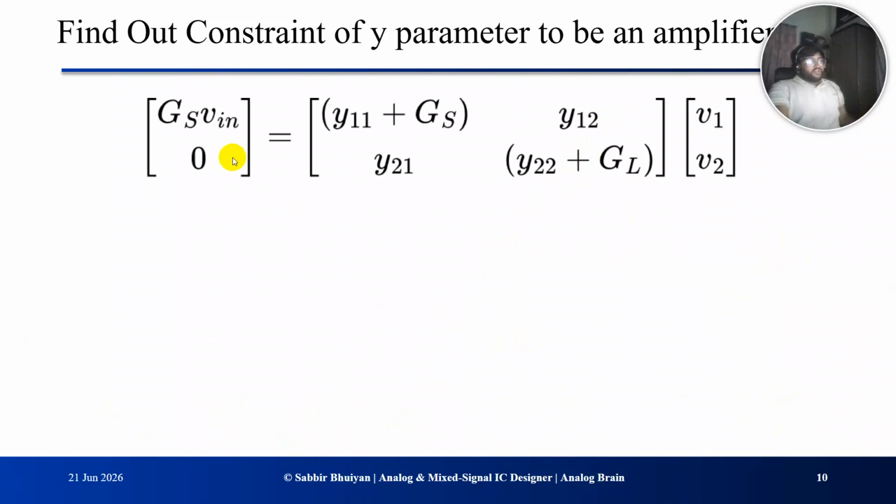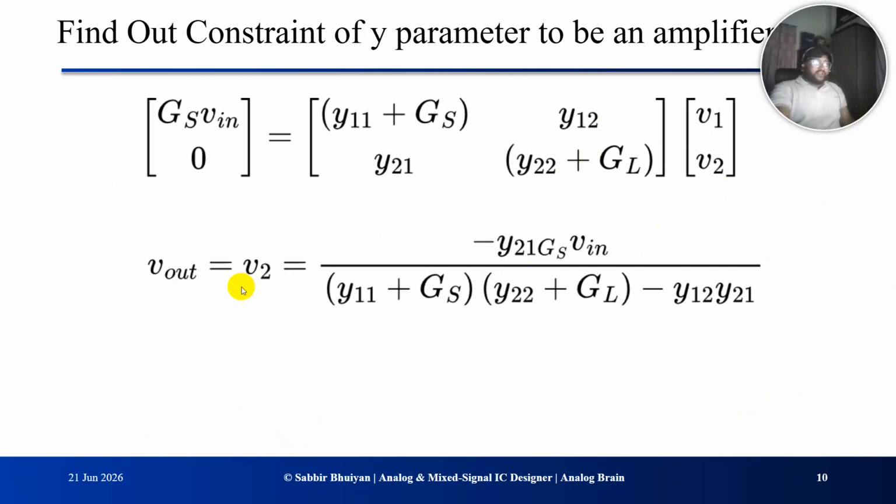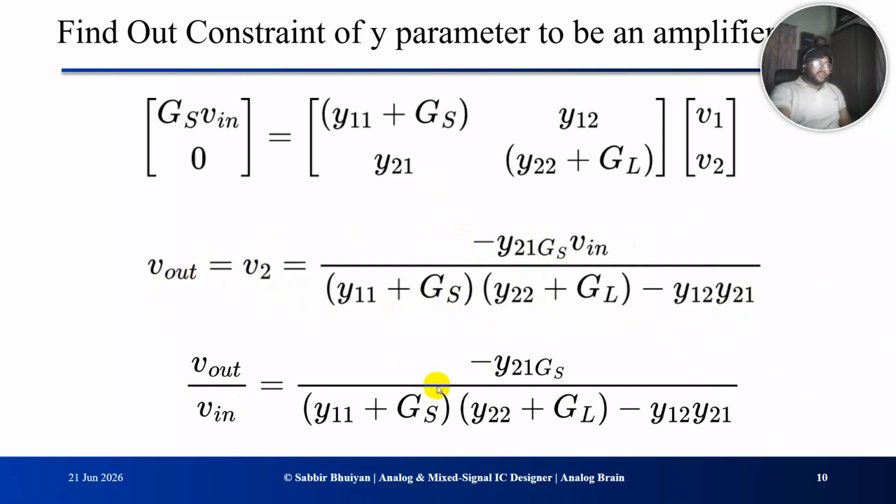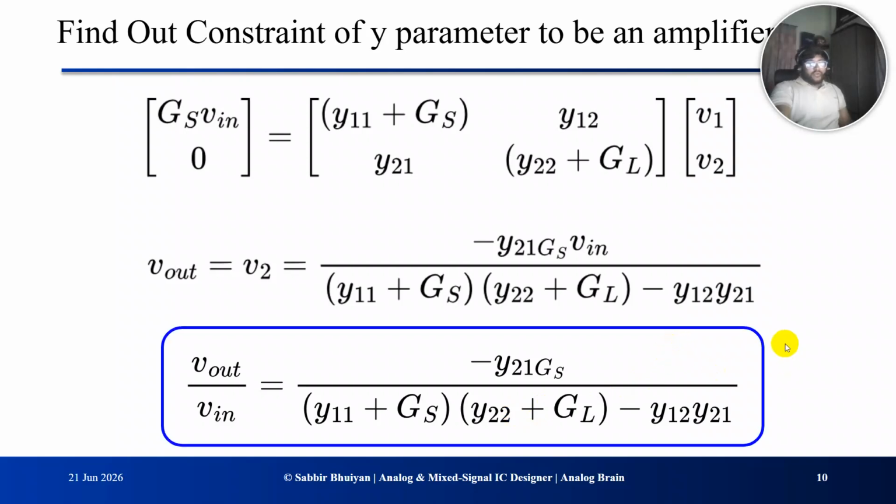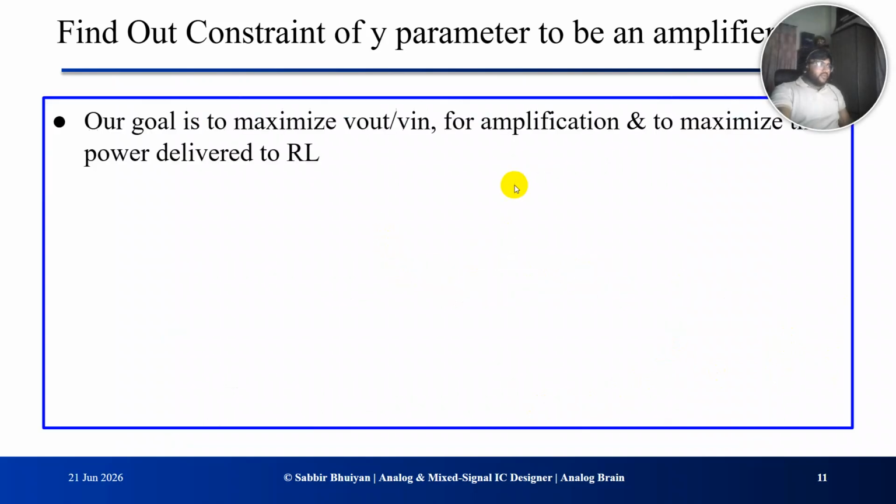Now this is the matrix. We'll apply Cramer's rule and find out the V2. So you all know Cramer's rule. And V2 is V out. So V out by V in is nothing but this thing: Y21 GS over Y11 plus GS, Y22 plus GL minus Y12 Y21. So solve the 2 by 2 linear system in matrix form, use Cramer's rule.